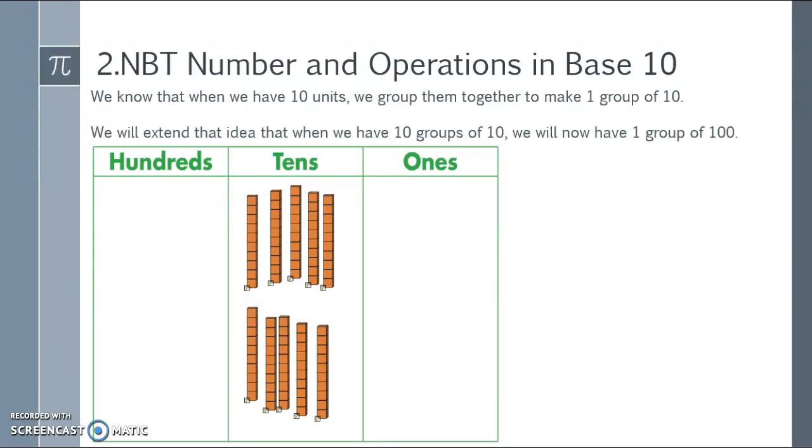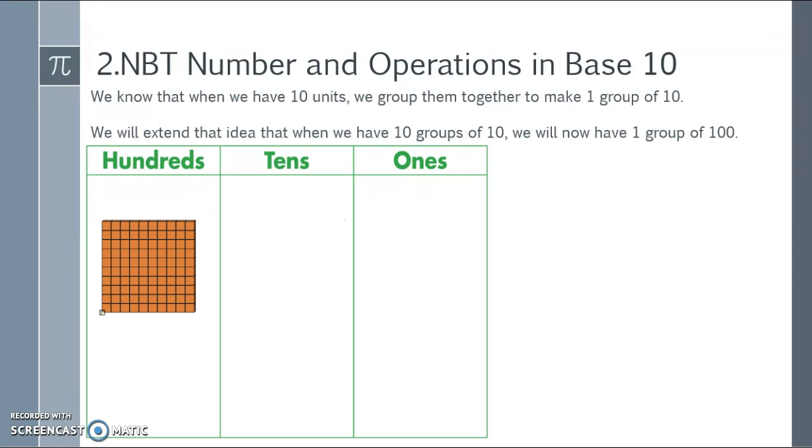We know that when we have 10 units, we group those units together to make one group of 10. We did that in first grade. We will extend that idea that when we have 10 groups of 10, such as the one in the middle, we will now have one group of 100. So I can group these 10 groups of 10s and make a hundreds mat.